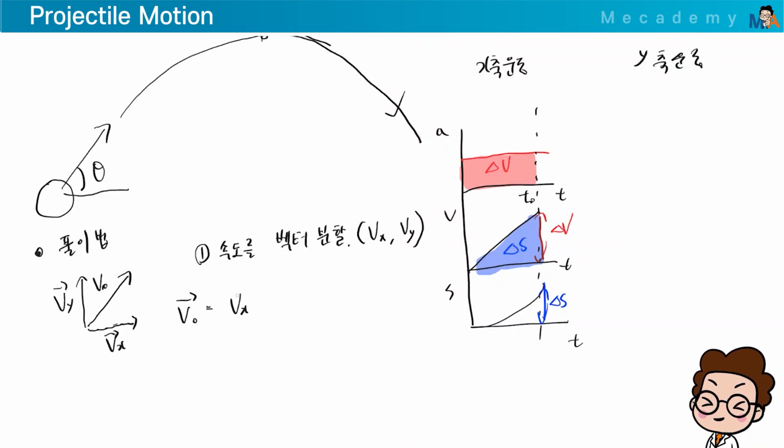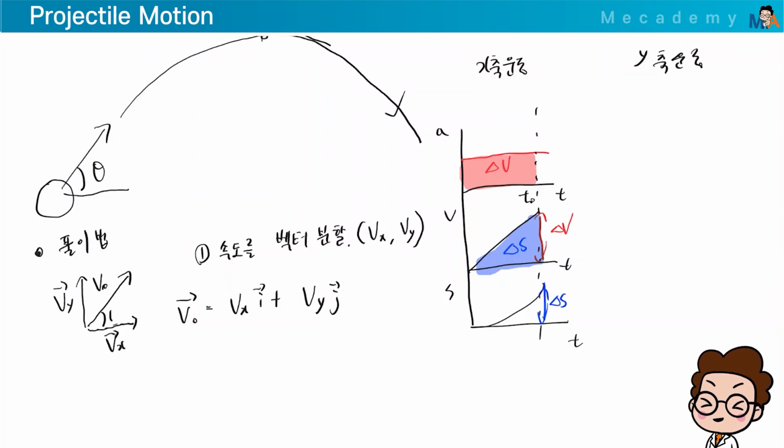The v sub x vector with the i unit vector and the v sub y vector with the j unit vector. At this point, you can write it like this. It's the sum of these vectors. Do you understand? We first decompose it like this.